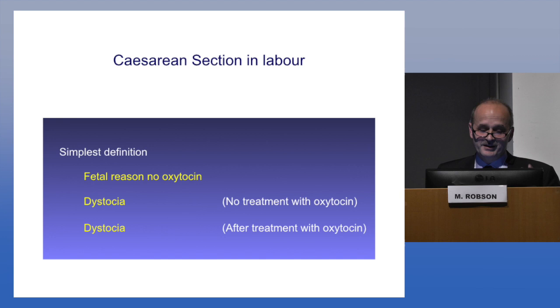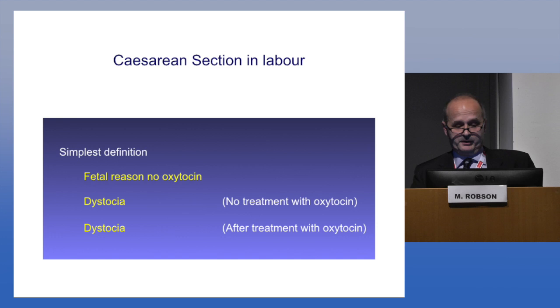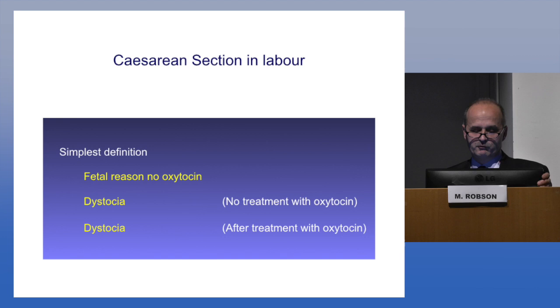Fetal reason, no oxytocin, okay? Whatever the fetal reason is, let's not get bothered about that. The obstetrician made the decision: pH or CTG or STAN event or whatever. And then you've got dystocia, no treatment with oxytocin, and dystocia after treatment with oxytocin. Yeah, there may be the odd breech in there. There may be the odd cord prolapse. There may be something like this. Well, even that would go into fetal reason, but maybe the odd face presentation or otherwise. But fundamentally, those are the reasons, and that may be a way to define dystocia.